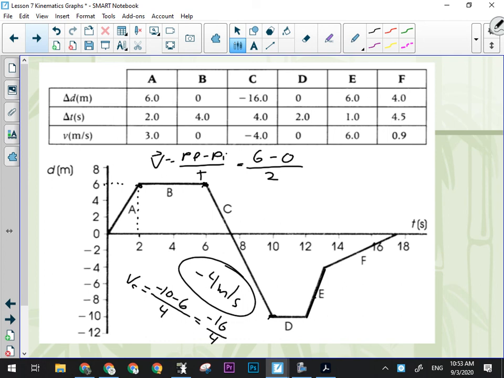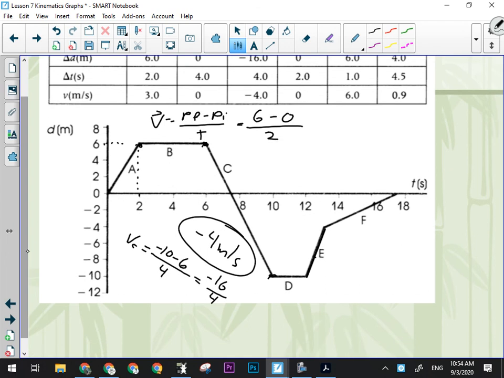Everybody all right with that? All right. I want you to answer a couple of things for me from this graph. I'm going to work them out on paper here. The first thing I want you to calculate is the total displacement over the entire trip. We should all be done now. It's 0. The total displacement over the whole trip is 0 because I started here at 0 and I ended at a position of 0. All right, the total displacement is 0.